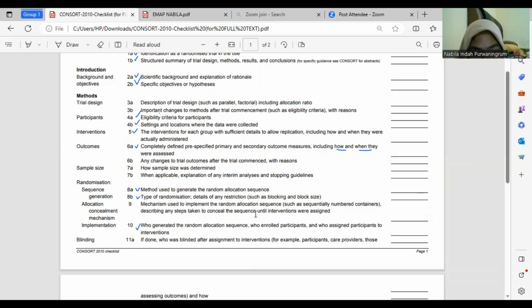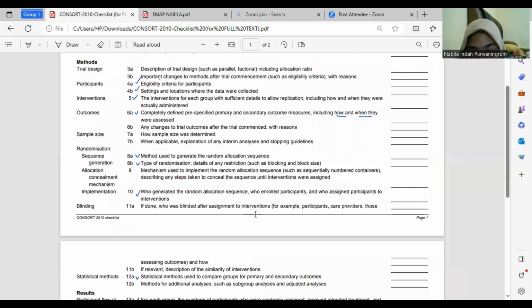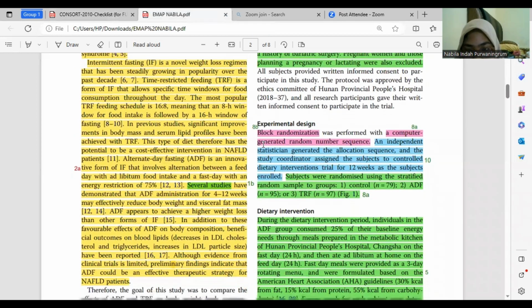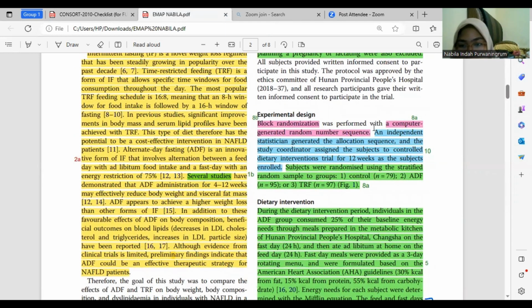Describing any steps taken to conceal the sequence until intervention were assigned. So unfortunately, in this article, we don't have it either. And then the next one is implementation. So in the implementation, number 10, who generated the random allocation sequence, who enrolled participants, and who assigned the participants to intervention.